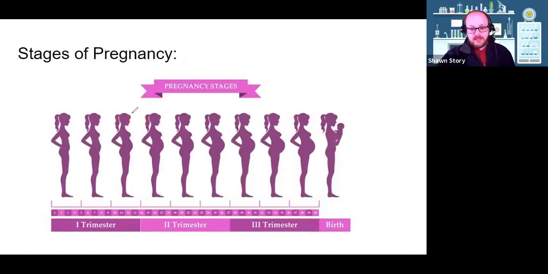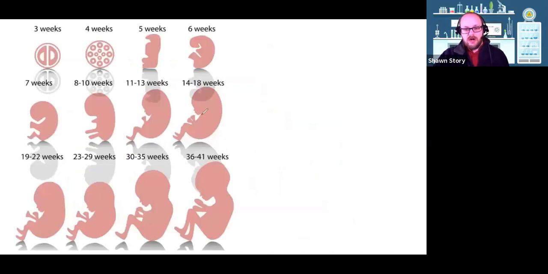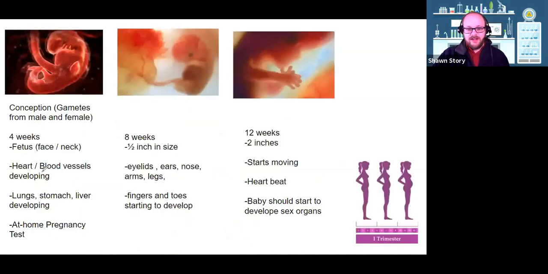We have our stages of pregnancy. I'm sure, as we know, a pregnancy is 9 months, 40 weeks altogether, and we divide pregnancy into 3 trimesters, about 3 months for each. So we're going to look at each trimester and what is actually going on, how we go from that single cell all the way to a fully multicellular organism. All right, let's take a look.